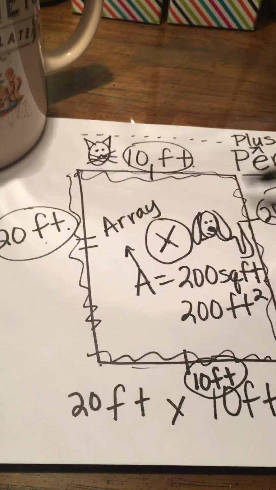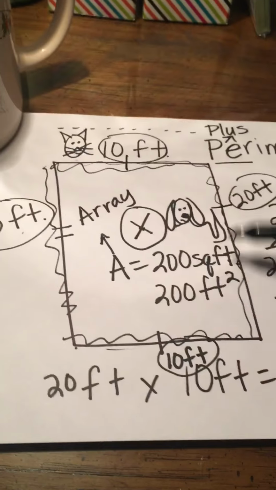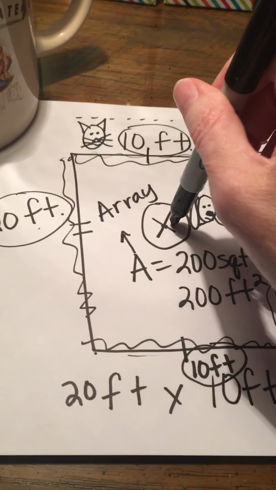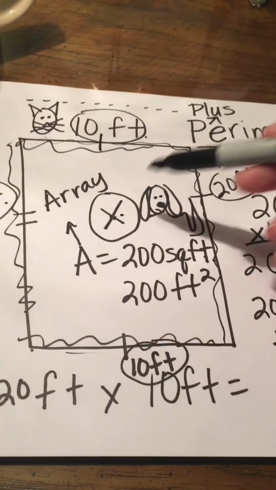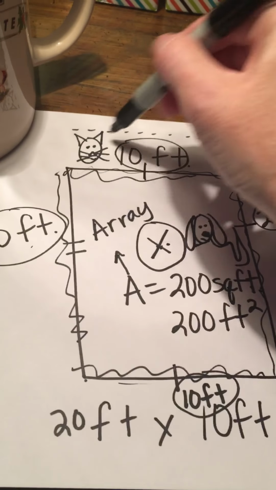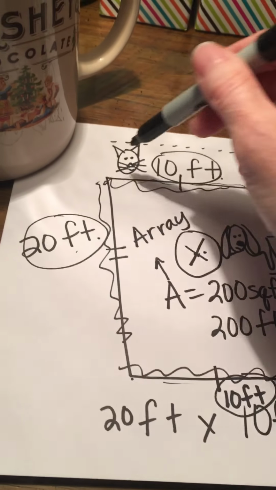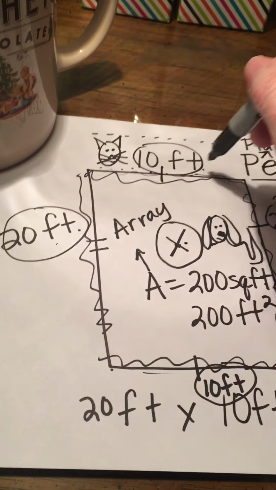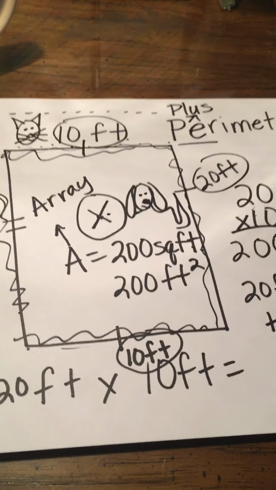The cat walks along the perimeter. This is the dog's area. We know the dog buries the bone. X marks the spot. That means we multiply. And we add all the way around because the cat's taking step, step, step, step, step, step. Okay, we don't want the inside of the area.